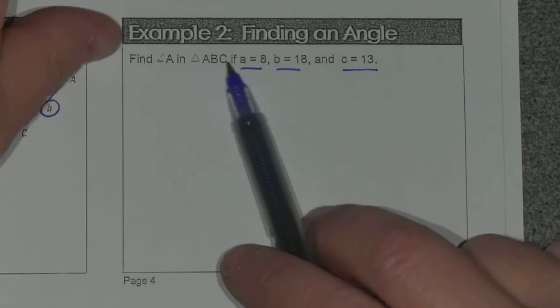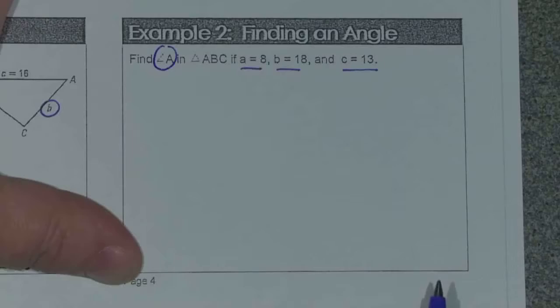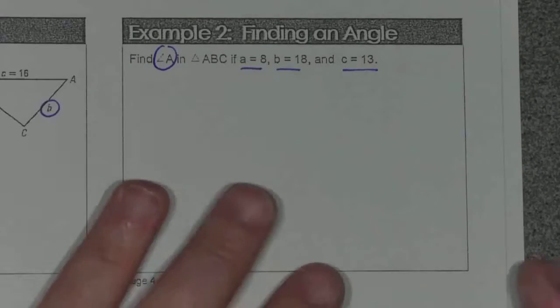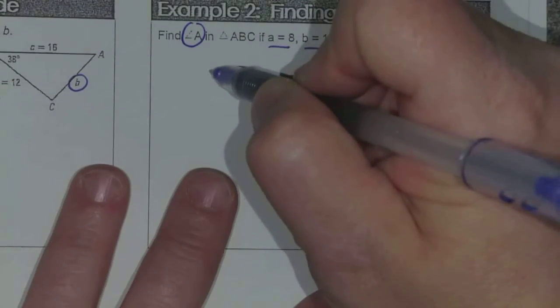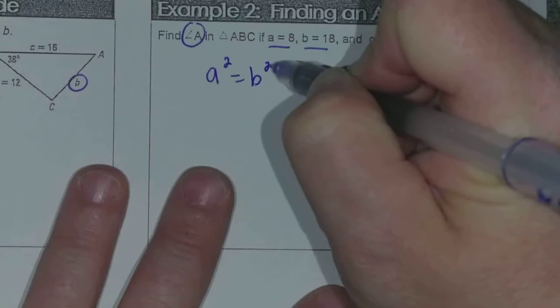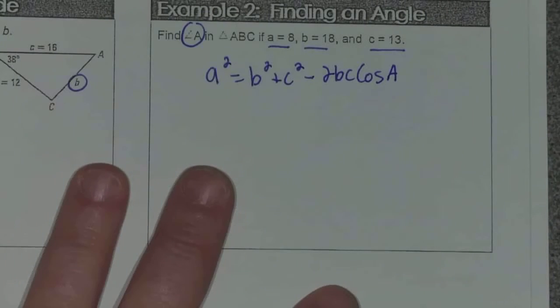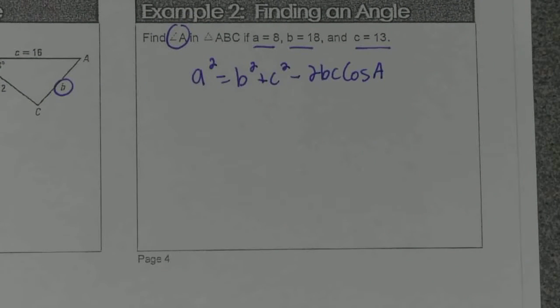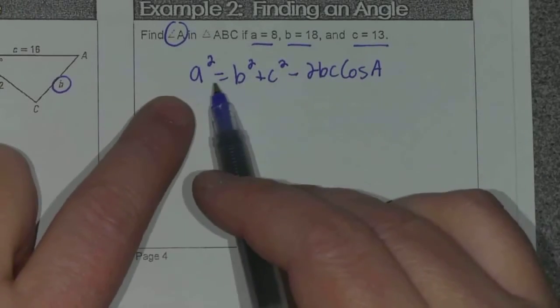So which formula are we going to use in order to find angle A? Well, which one has angle A in it? Yeah, so we're going to have to use the first one, right? So it's going to be A squared equals B squared plus C squared minus 2BC cosine of A. We're going to plug our information into that formula, and then we're going to solve for the angle A. Anytime that we're solving for the angle, it's going to involve that inverse cosine function, right? Because we're going to have to get that cosine off the angle eventually. But let's just start plugging stuff in and see what happens.